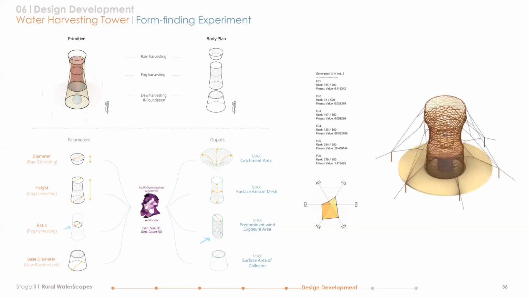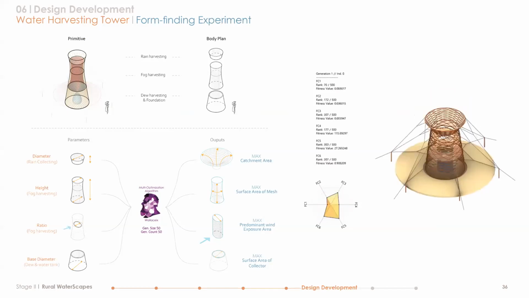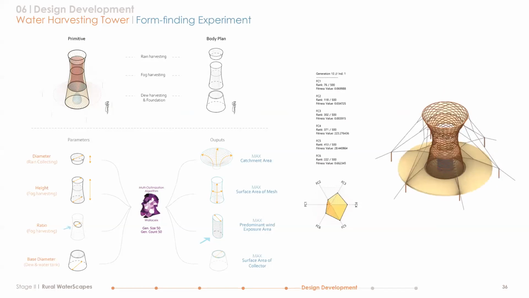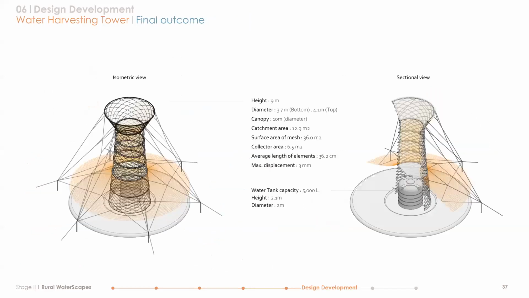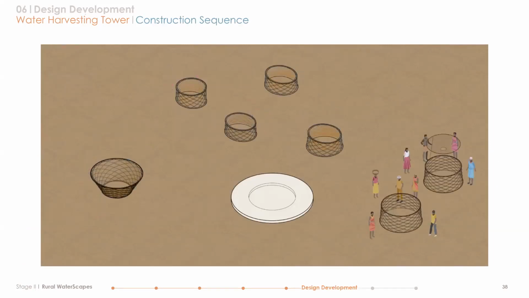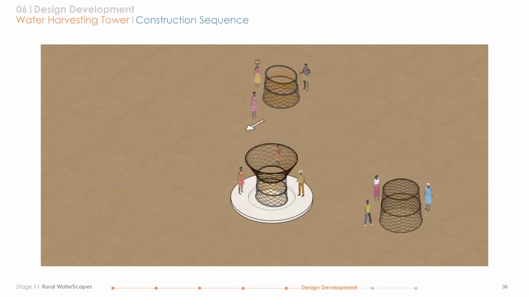So in this case, we're looking at the functional experiment where they're trying to maximize the catchment area, as I said, the surface area of the mesh, considering the predominant wind exposure and the surface area of the water collector. And in MTech, everything has to do with numbers. So these are the final analysis of the candidate that they selected. And I'm proposing how this could be fabricated and assembled by people living in the area.